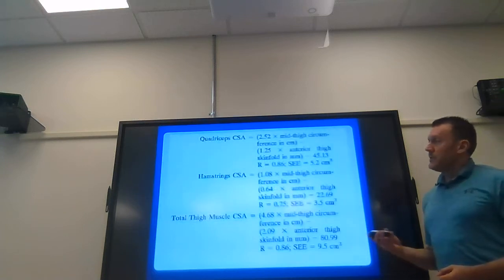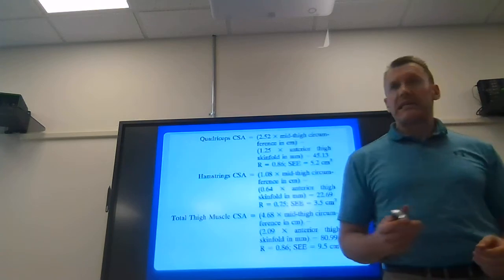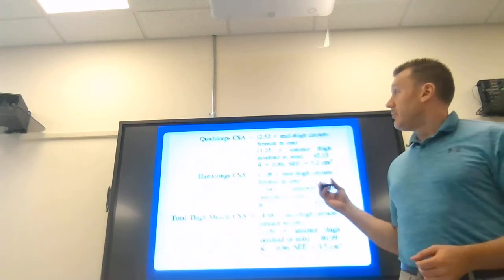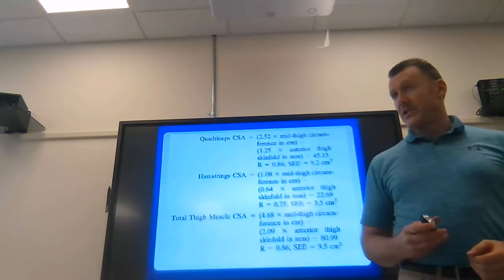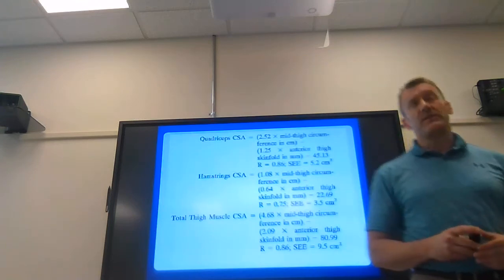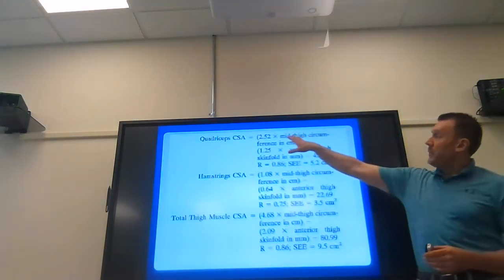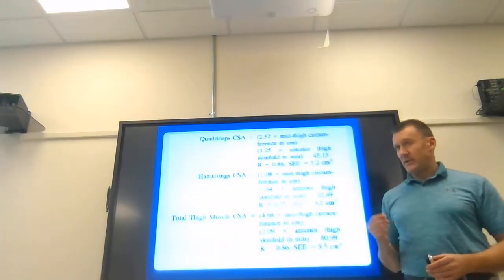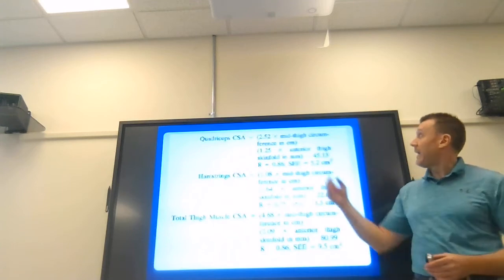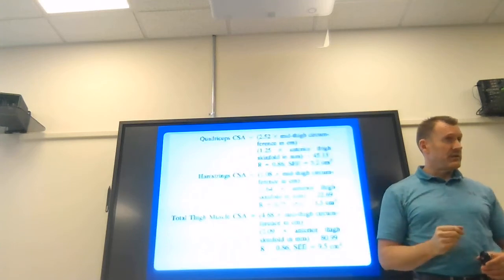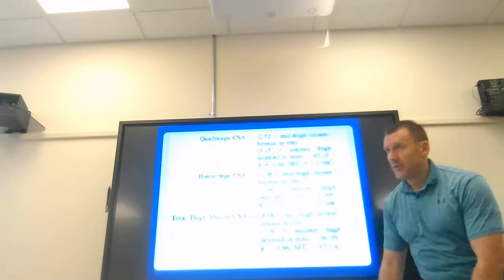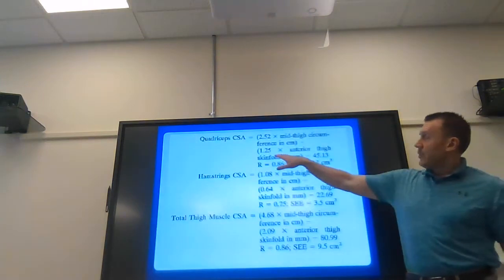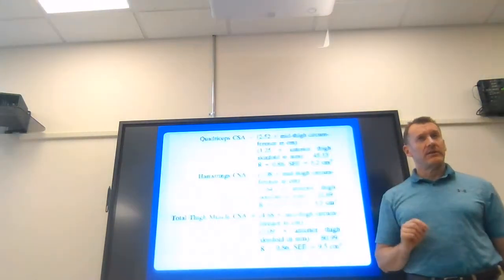It's oftentimes used in studies because not everyone has access to an MRI machine. So if we can predict muscle cross-sectional area from other variables, in this case mid-thigh circumference in centimeters, does everybody understand what circumference would be? Maybe some of you have had a mid-thigh circumference measurement, around the middle part of your thigh. And then anterior thigh skin fold is another predictor.